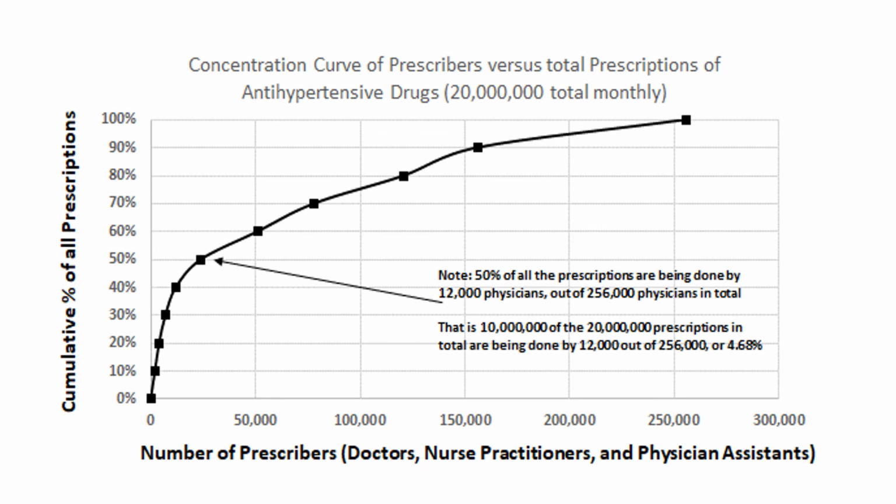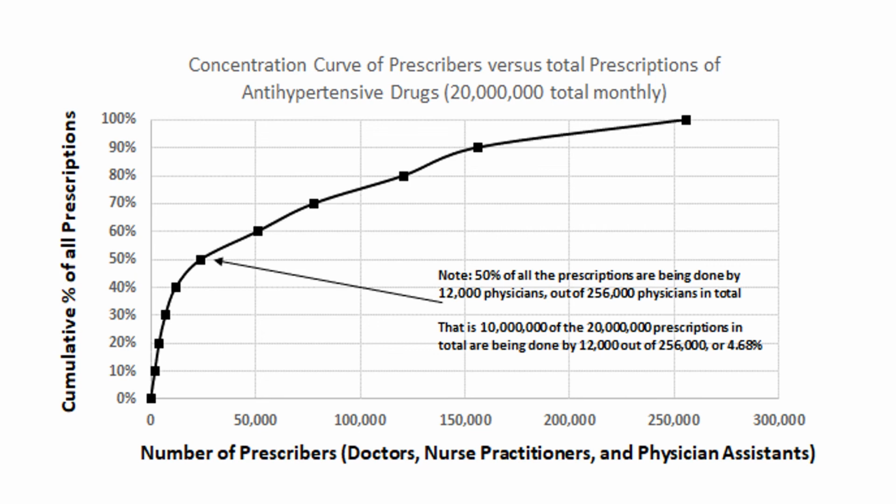And if you want to go even further, it looks like about 60% of all the prescribing, and that's 60% of the 20 million, is done by about 50,000 doctors. This is a concentration curve. This tells us where all the concentration is of who's doing what. It's where the old 80-20 rule comes from, where 80% of all the purchases are done by 20% of the people.